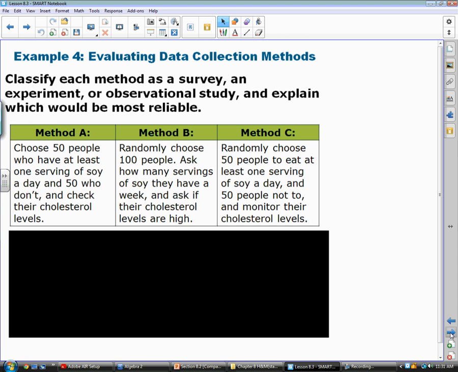And which method is the most reliable? Is a survey, an experiment, or the observation? Is A, B, or C the most reliable?